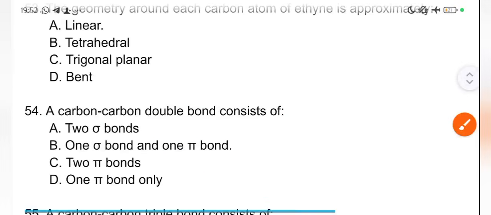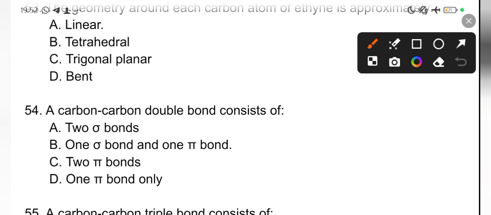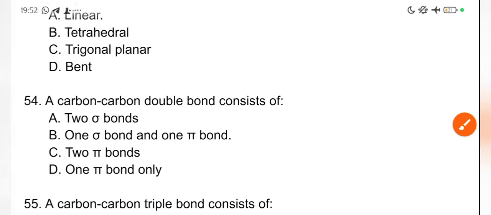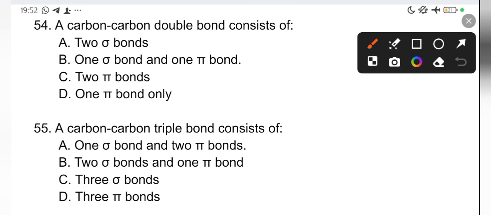Okay, a carbon to carbon double bond consists of one pi bond and one sigma bond. Number 55, a carbon to carbon triple bond consists of what? It consists of one sigma bond and 2 pi bonds. This you should not forget, please, I beg you. They can ask you how many pi bonds are in this structure. Once you know if it is a triple bond or a double bond, you can get it. So the trick is, double bond is 1 sigma 1 pi, triple bond is 1 sigma 2 pi.